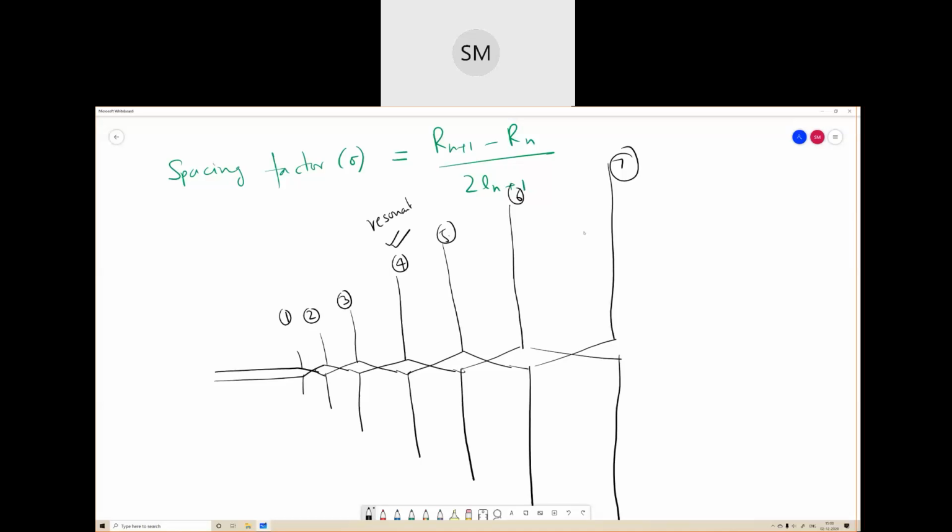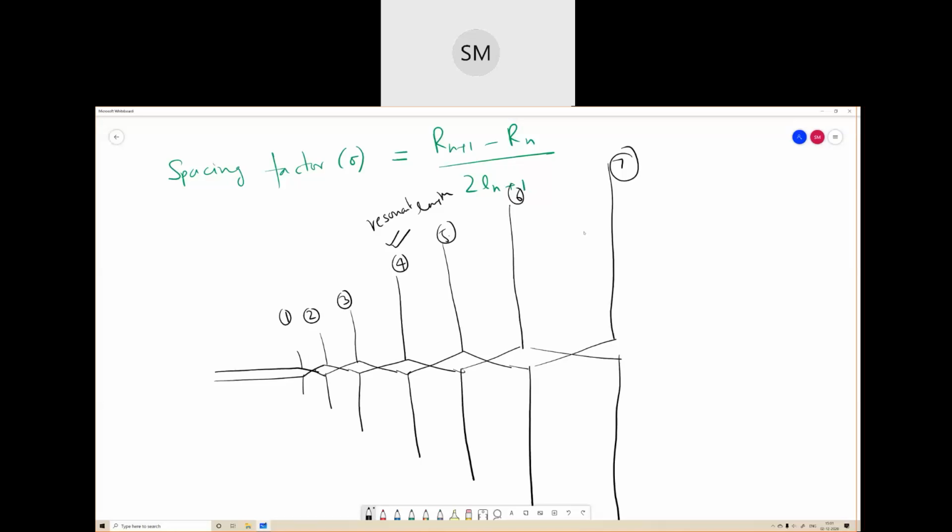The frequency is mid range. So what will elements 1, 2, and 3 be? They will be inductive or capacitive. Elements number 1, 2, and 3, would they be inductive or capacitive? Capacitive, very good. And 5, 6, 7 would be inductive.